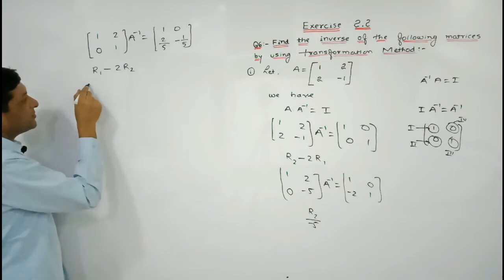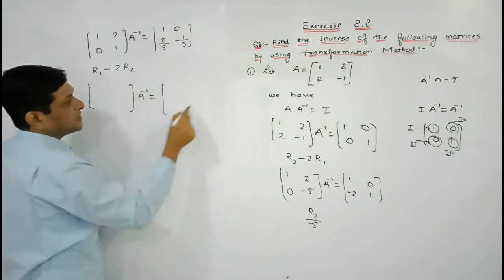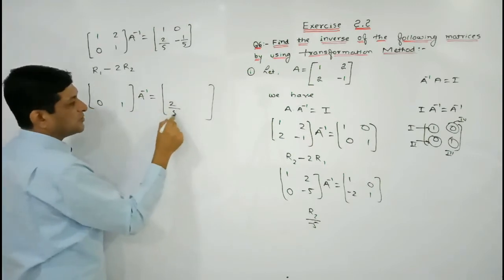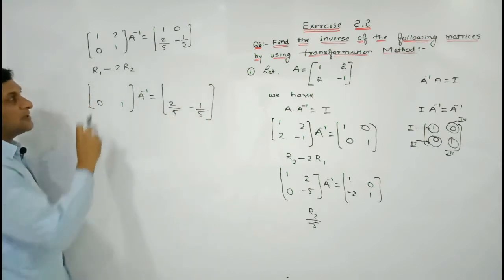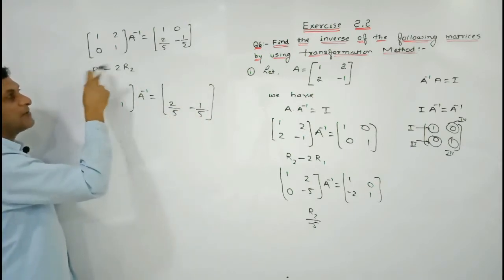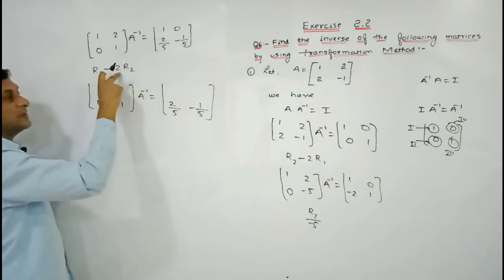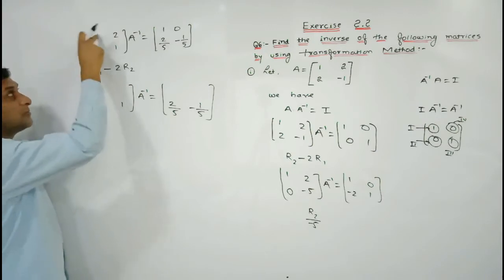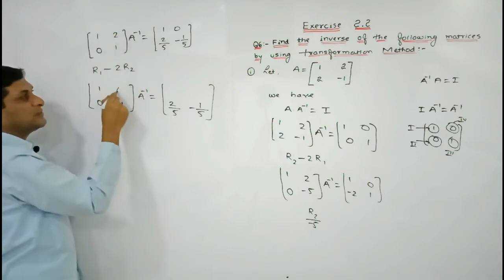Let us perform this operation on the element of R1. Since the operation is on the element of R1, keep the element of R2 as it is. On this side 2 by 5, -1 by 5, keep it as it is, isn't it? So now our operation is on R1. R1 minus 2R2 means we are multiplying R2 by -2 and adding that number to R1. Multiply by -2, 0, 0 plus 1 is 1. Multiply by -2 plus 2 will become 0.